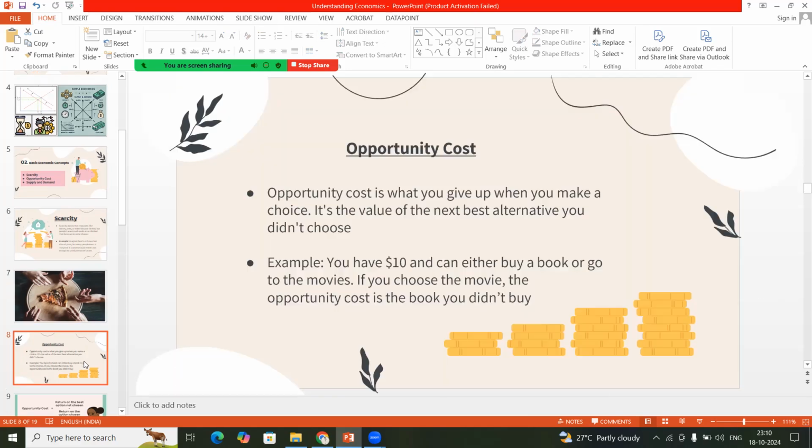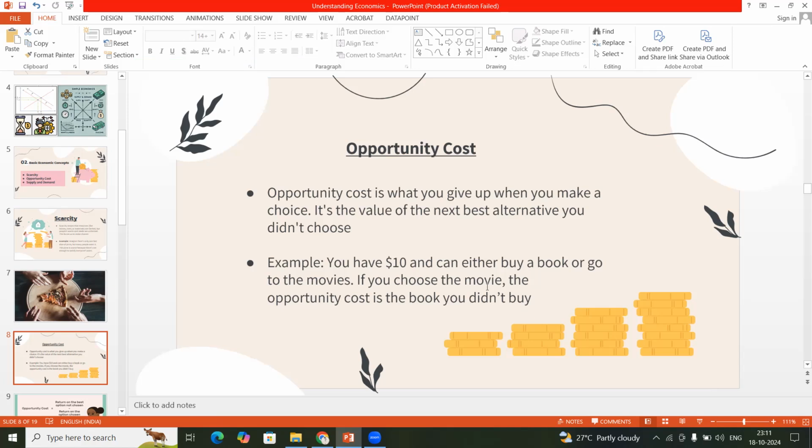Okay. Next is opportunity cost. What is the meaning of opportunity cost? The fun fact here is that opportunity cost is what you give up when you make a choice. It's the value of the next best alternative you didn't choose. You have $10 and can either buy a book or go to the movies. If you choose the movie, the opportunity cost is the book you didn't buy. Suppose I have two options. I can go to a movie with $10 or I can buy a book with $10.